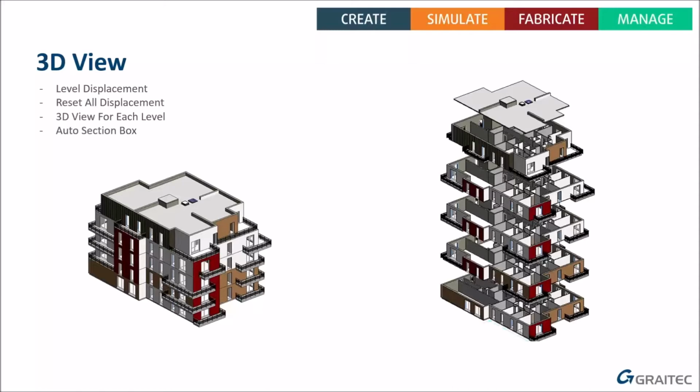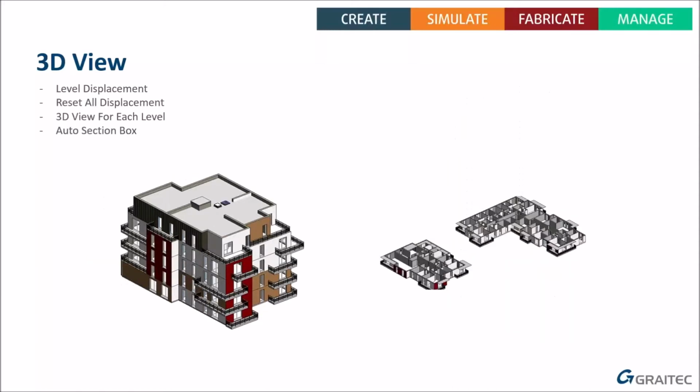One of my favorite ones is the 3D view for each level. What that will do is allow us to take our building and create a 3D view of each of the levels within our building very, very quickly. If you were doing that using the standard Revit tools, you'd have to use the right-click option on the view cube in a 3D view.